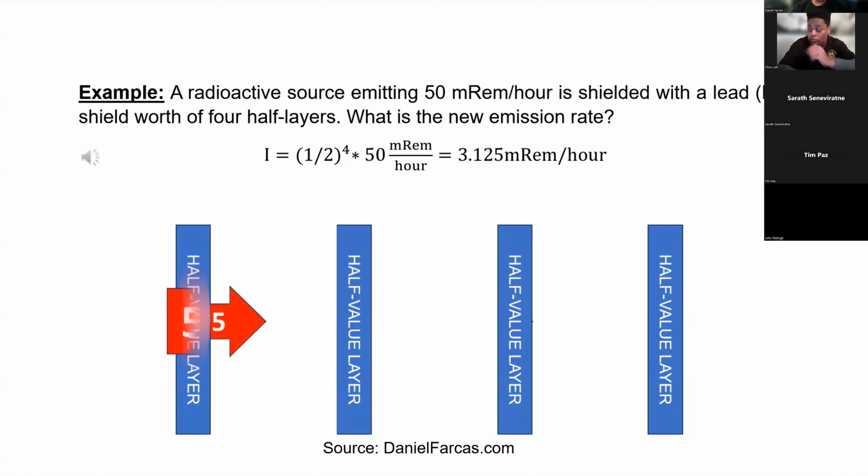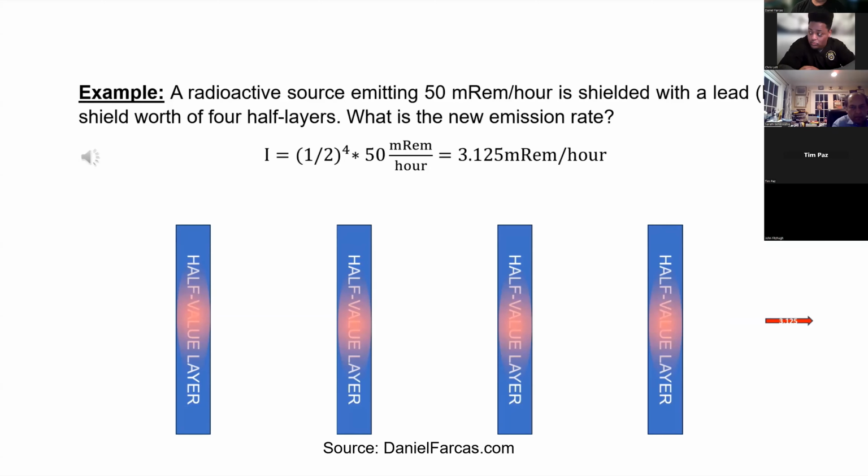50 divided by 2, it's 25. 25 divided by 2, it's 12.5. 12.5 divided by 2, it's 6.25. And 6.25 divided by 2, it's 3.125.